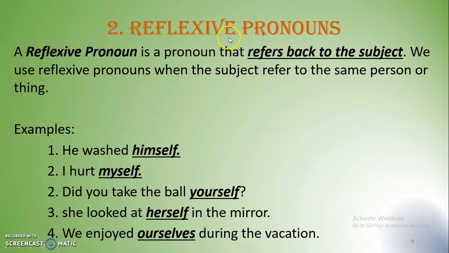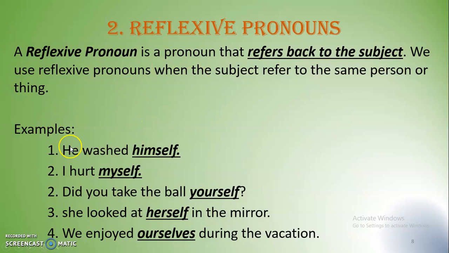The second one is the reflexive pronouns. A reflexive pronoun is a pronoun that refers back to the subject. Note this one, that refers back to the subject. We use reflexive pronouns when the subject refers to the same person or thing. So a reflexive pronoun is a pronoun that refers back to the same person, the same subject.